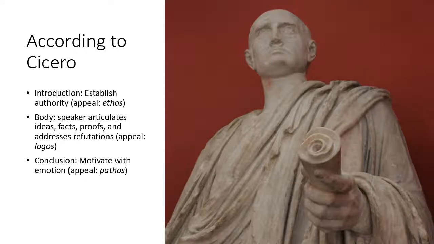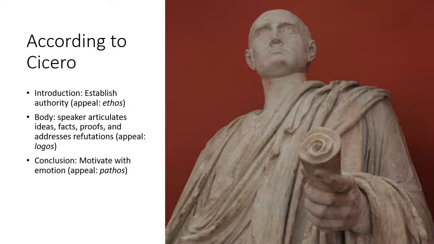The idea of effective arrangement has been around for a long time. The most notable experts on the topic of arrangement were Cicero and Quintilian. For them, arrangement consisted of 6 parts, each with a specific rhetorical appeal. In the introduction, according to Cicero, the speaker establishes his or her authority and credibility, appeal: ethos.